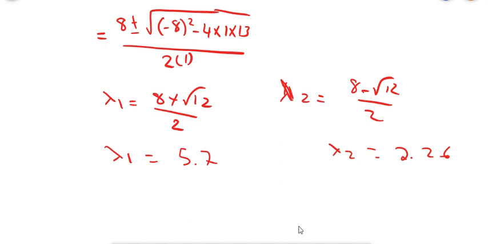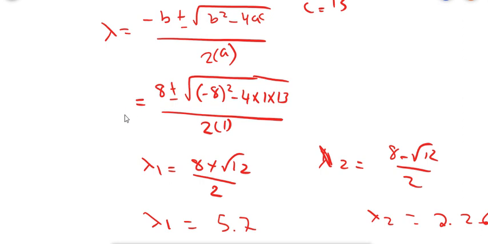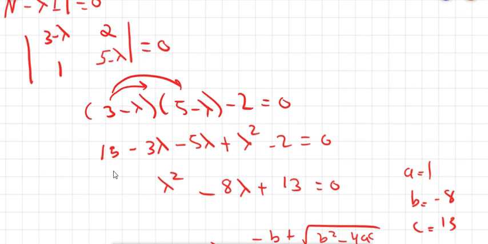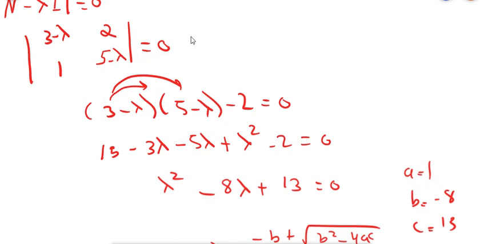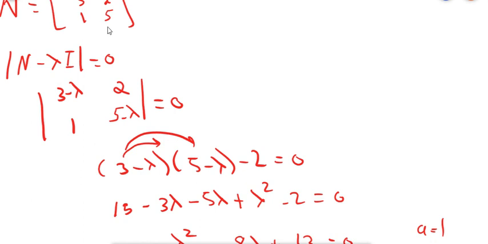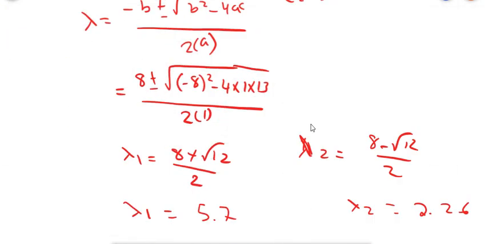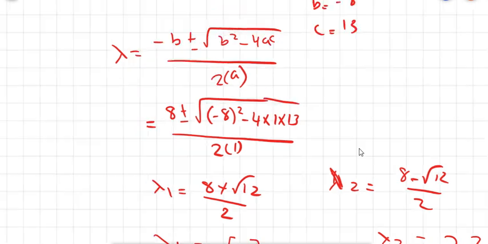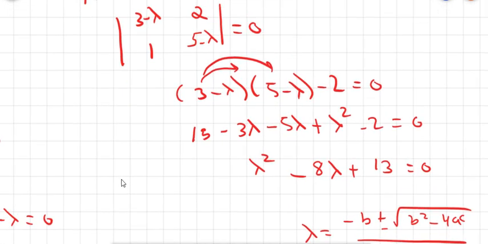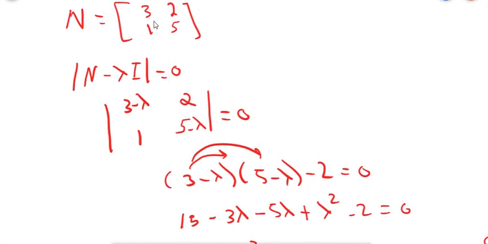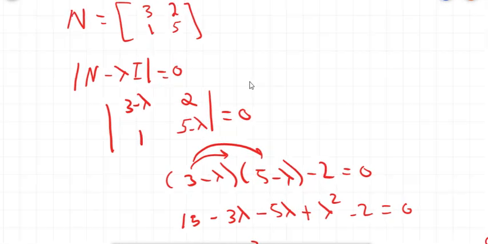Now let me check if our answer is correct. If you add lambda 1 plus lambda 2, it should be equal to the sum of the diagonal, 3 plus 5. If it is equal, that means you are correct, because here we are rounding the number. So if you add them here, it will be 8, approximately. Also here, if you add 3 plus 5, it will also be equal to 8.